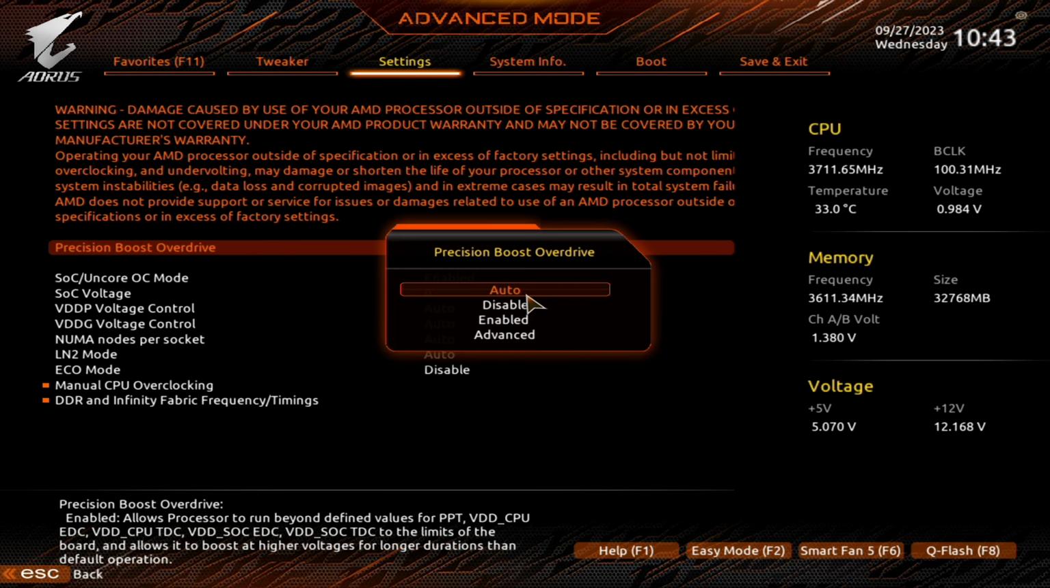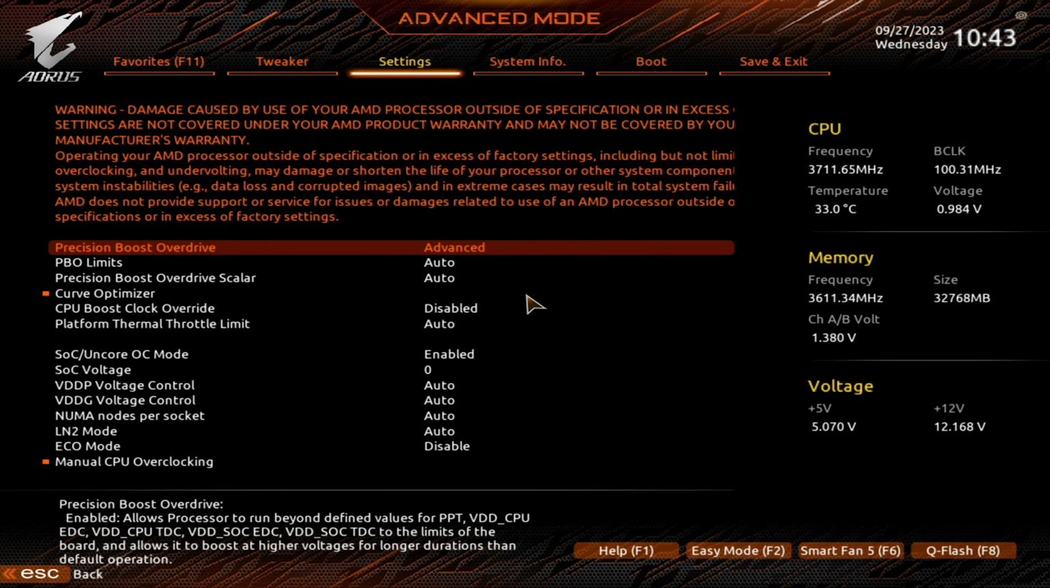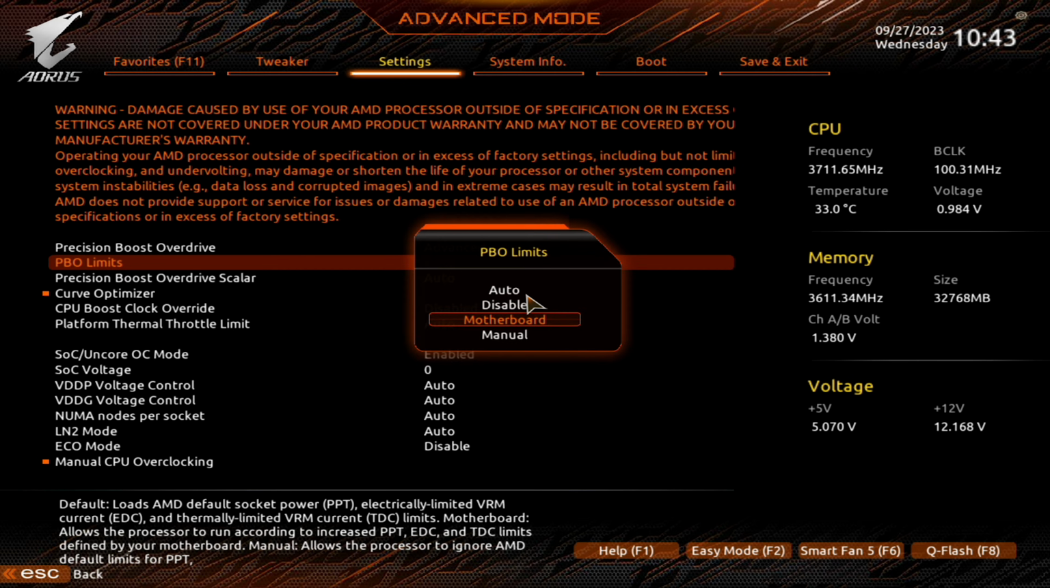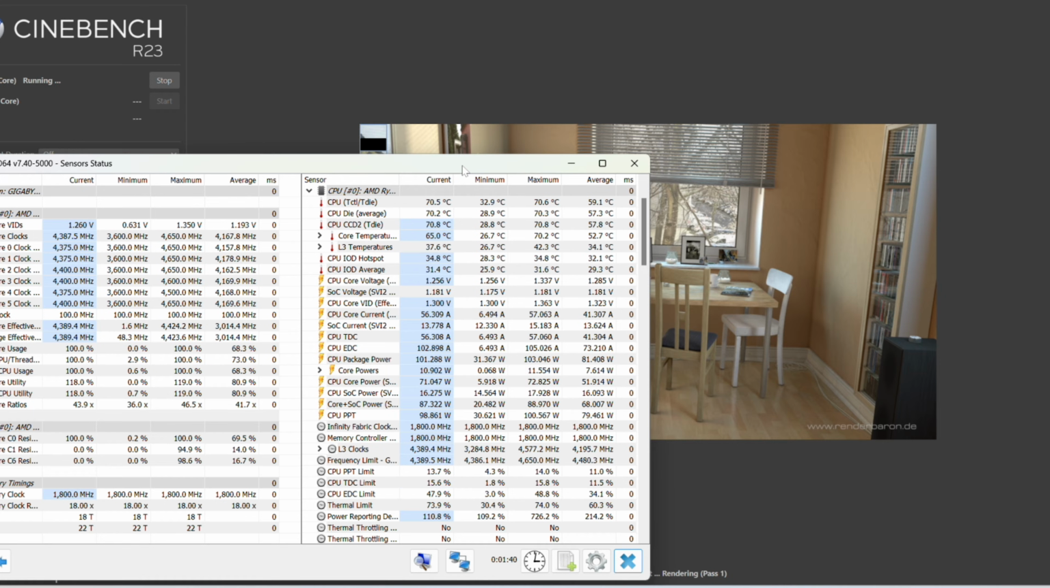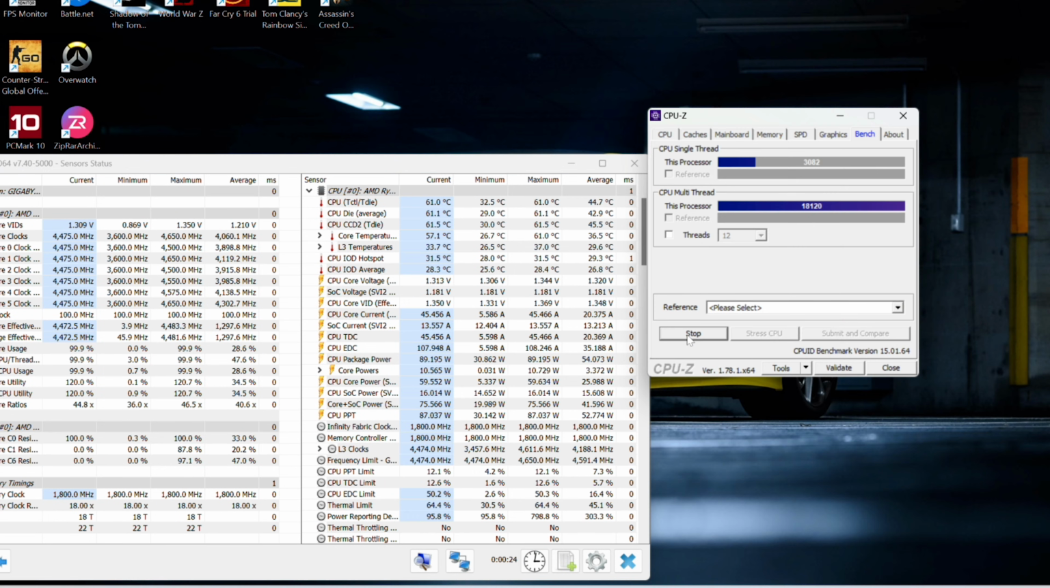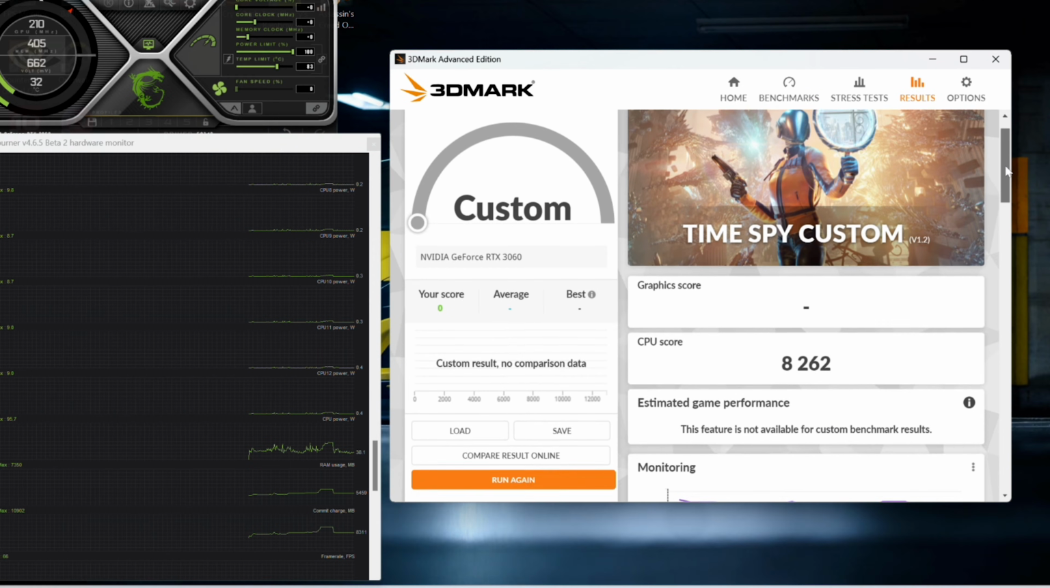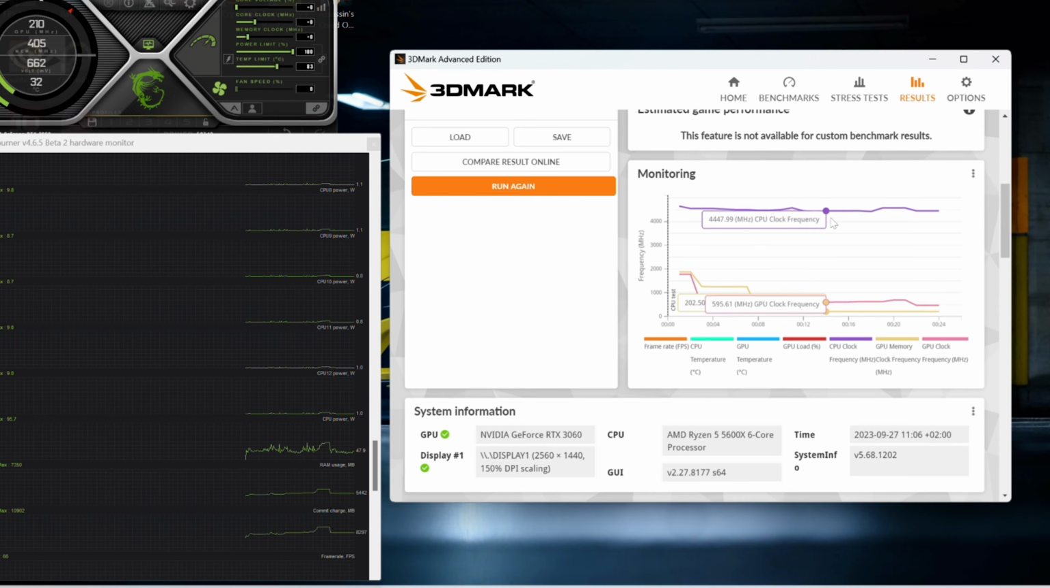Now let's start by enabling PBO and unlocking the TDP by going into BIOS and setting limits to motherboard. In Cinebench, we got this time 11,295 in multi-core and 1,515 in single-core. CPU Z Benchmark gave us 18,121 in multi-core and 3,082 in single-core performance. In 3D Mark, we got this time 8,262 points and the clocks were more stable than before.